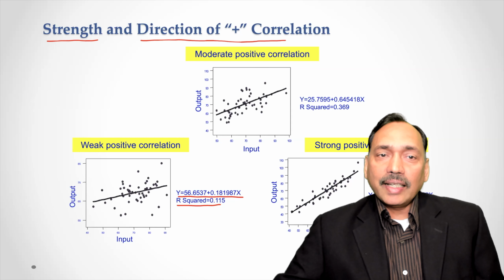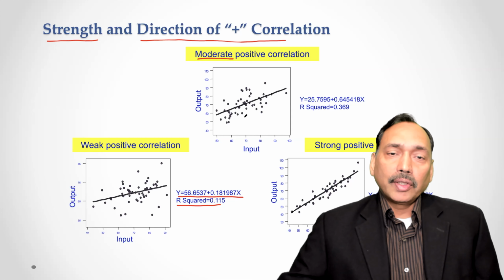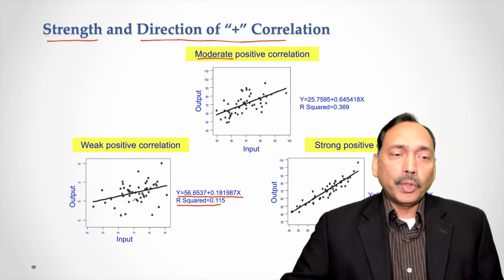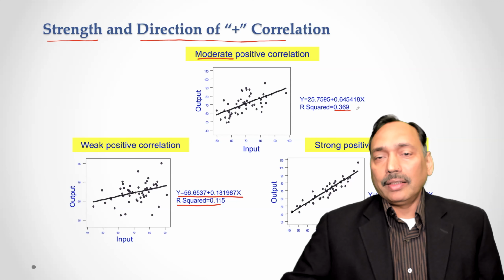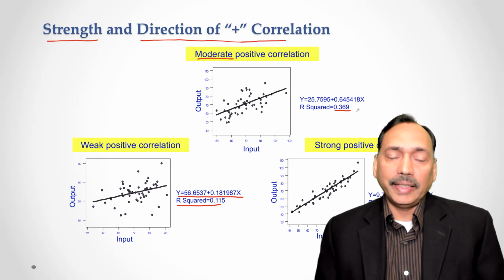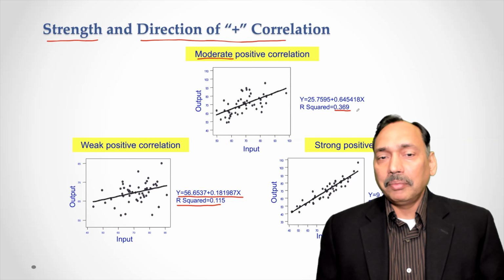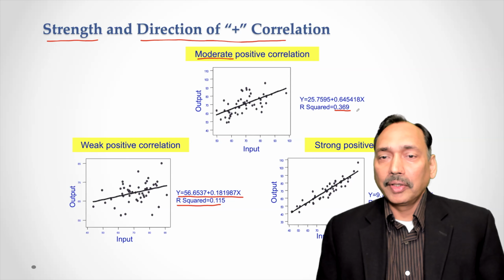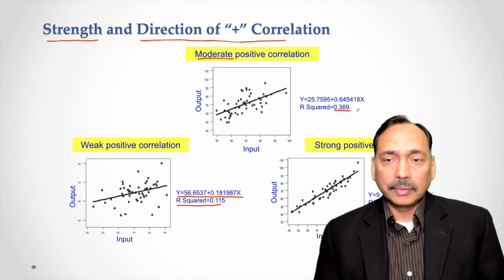But if you look at this second one where we say moderate positive correlation, you can see the spread is now slightly lower than the first one, and R square now is about 36.9, so roughly 37%. So 37% of the variability in the output on an average is explained by this linear model. But it still has more than 60% unexplained part.